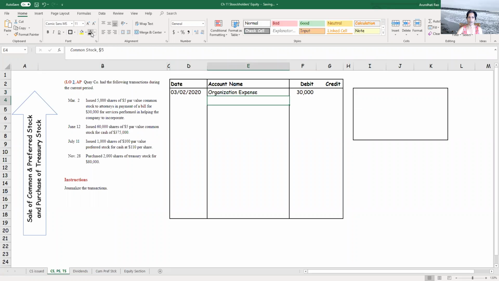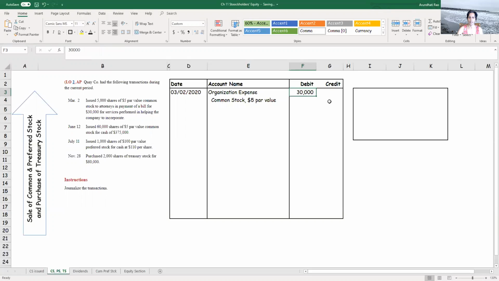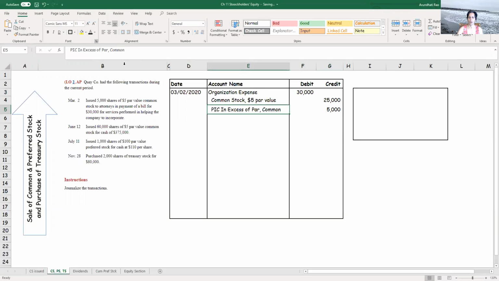Common stock can be credited only at par, so $5 par value. And I will credit a total of $25,000. That's 5,000 shares times $5. Obviously, I am short on the credit side, and we're looking at $5 over there. So this is in excess of par. Basically what we're saying is, instead of giving the attorney the 5,000 shares, if I had sold those 5,000 shares in the market, I would have got $6 per share, an extra dollar above par. And that number is going to be credited to paid in capital in excess of par.